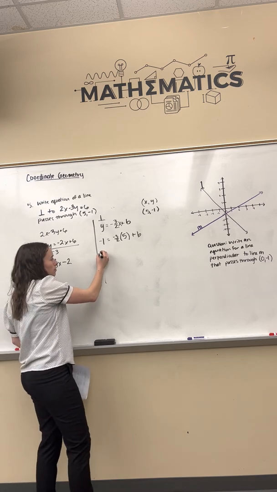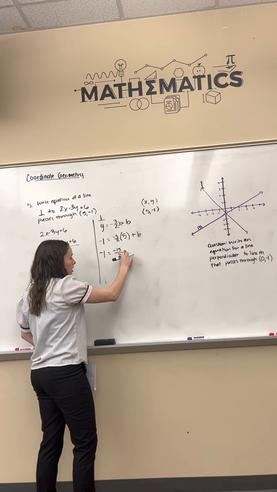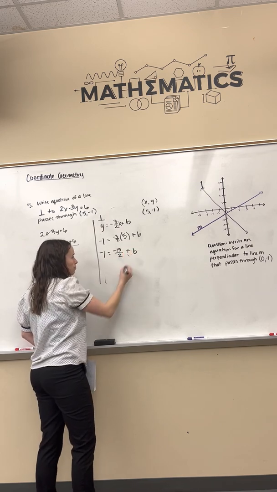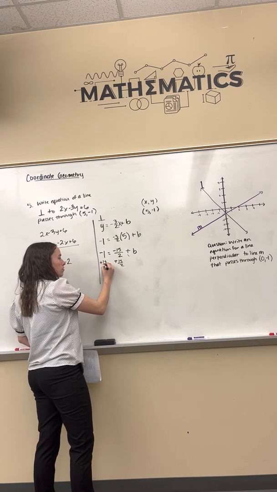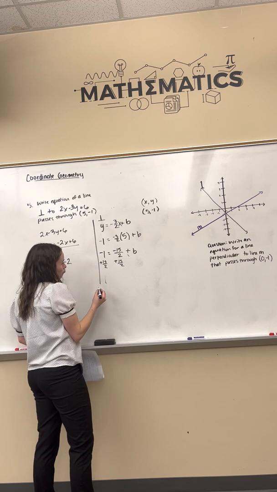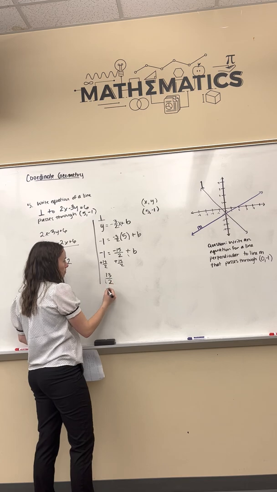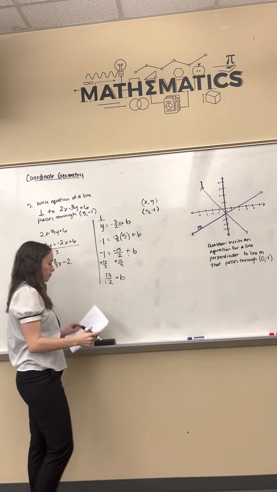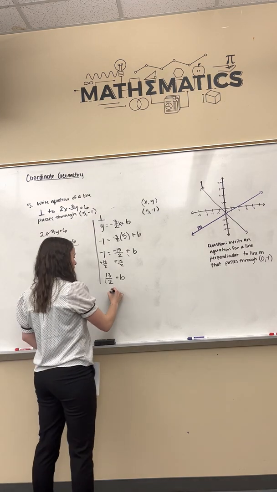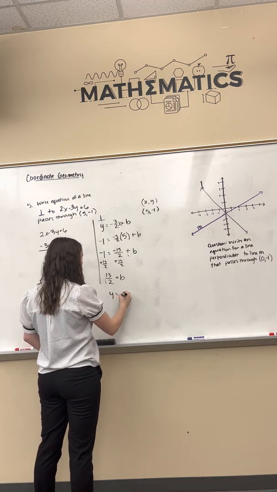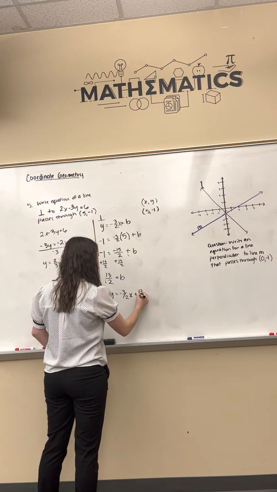Multiplying this through, I still have -1 equals -15/2, plus b. We're gonna add 15/2 to both sides, and we get 13/2 equals b. Okay. Unfortunately, it's not that easy, because our equation of our line would be y equals -3/2 x plus 13/2.